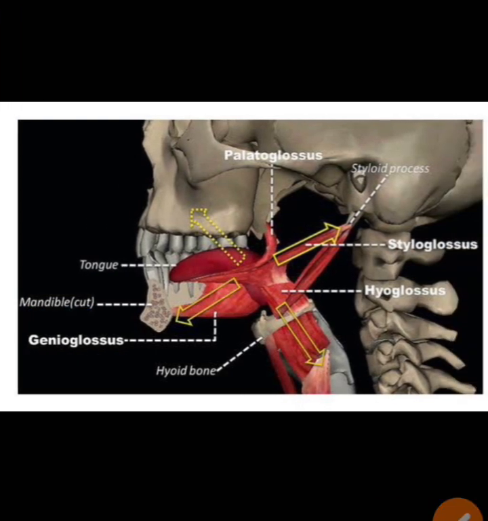Then the second muscle is the hyoglossus muscle. This is our hyoid bone. So the hyoid bone, the tongue is attached to the hyoid bone with the help of the muscle that is known as hyoglossus muscle. Okay, the third is the styloglossus.